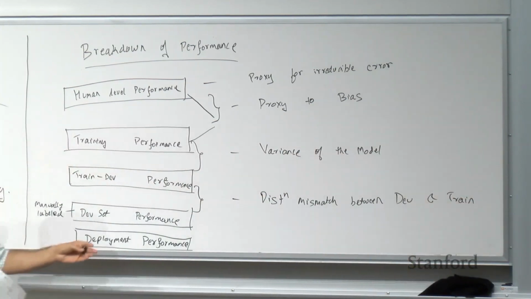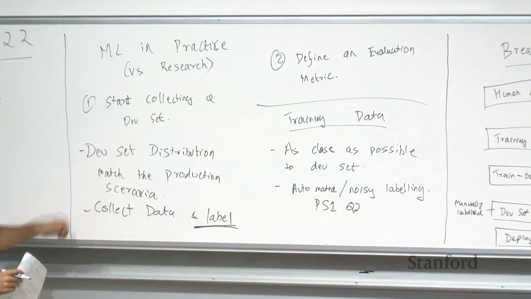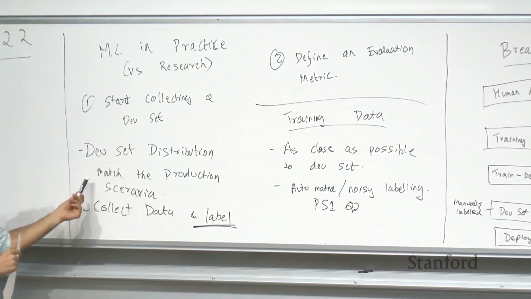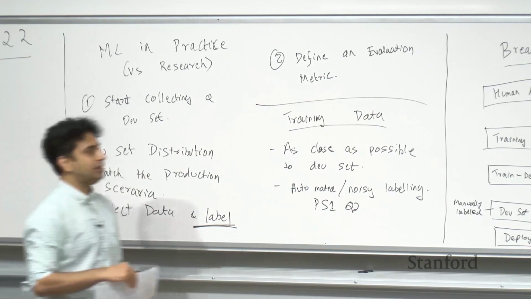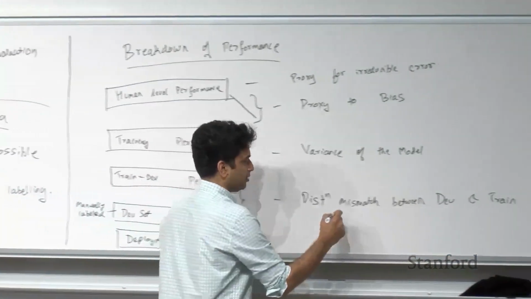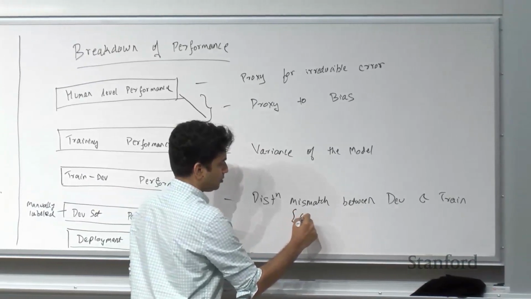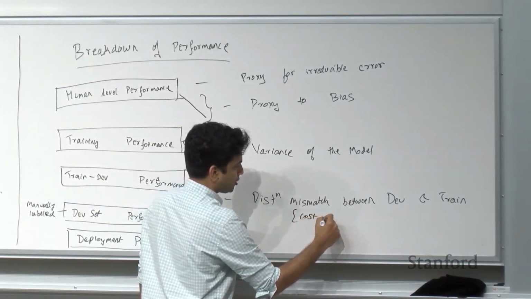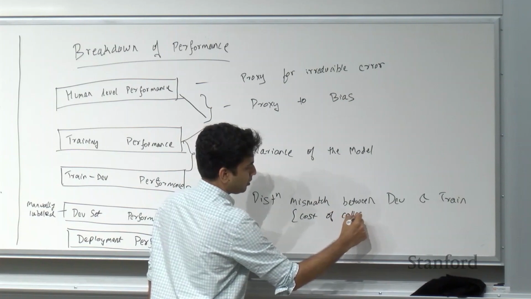And this distribution mismatch is because the training set that you obtained was generally obtained from a different process than the one you used to mimic the test set, because that process is too expensive. Right? And therefore you can think of this as being due to the cost of collecting.